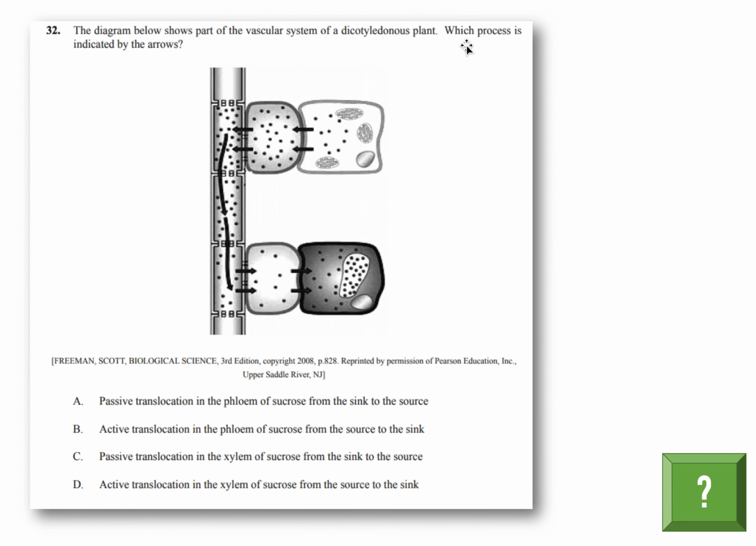So let's read which process is indicated by these arrows. A, passive translocation in the phloem of sucrose from the sink to the source. So there's two things wrong with this statement. Passive.